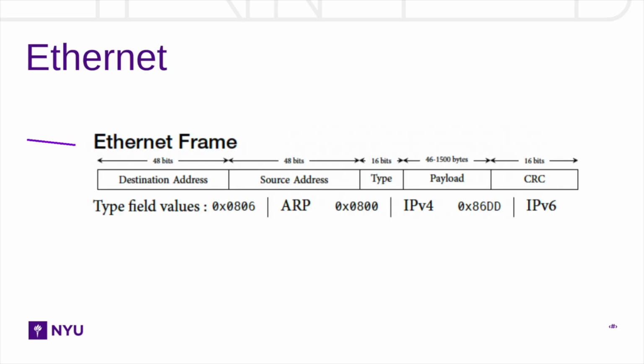And the Ethernet layer is simple. The structure of Ethernet is what this graph shows. The first 6 bytes is the destination address, the next 6 bytes is the source address, then the next 2 bytes is the type. There are 3 different types. The hex value 0806 is ARP, 0800 is IPv4, while 86DD stands for IPv6.